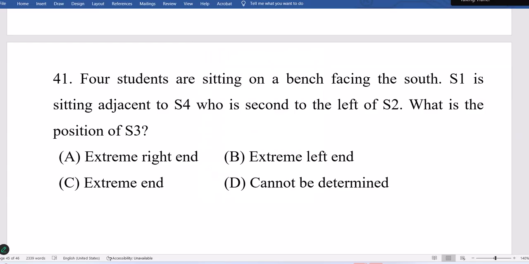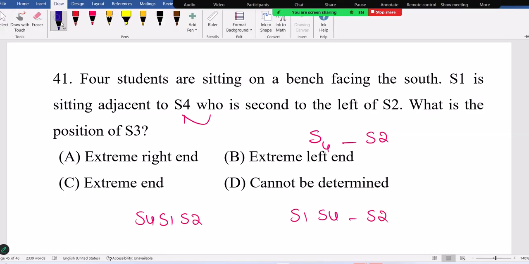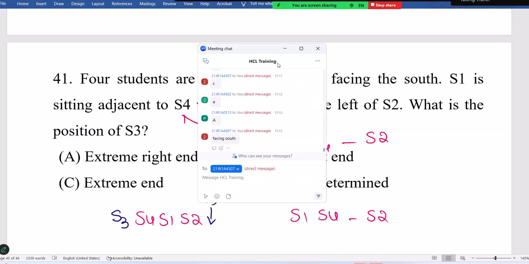S1 is sitting adjacent to S4. Who means this is S4. S4 is second left of S2. What is the position of S3? See, S1 is sitting adjacent to S4. It can be S1, S4, S2, or it can be S4, S1, S2. Then S3 can be here or S3 can be here. Cannot be determined is what I'll suggest.